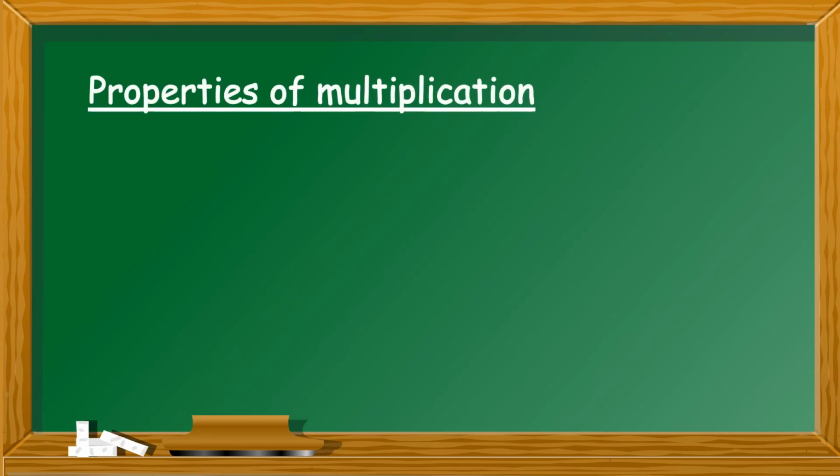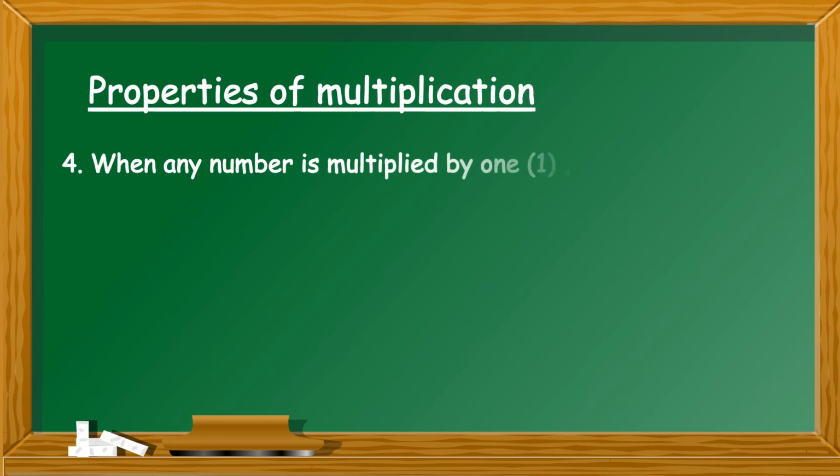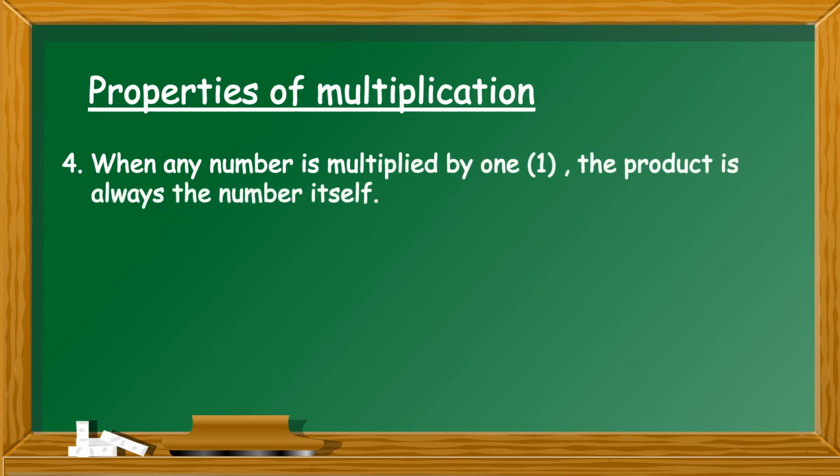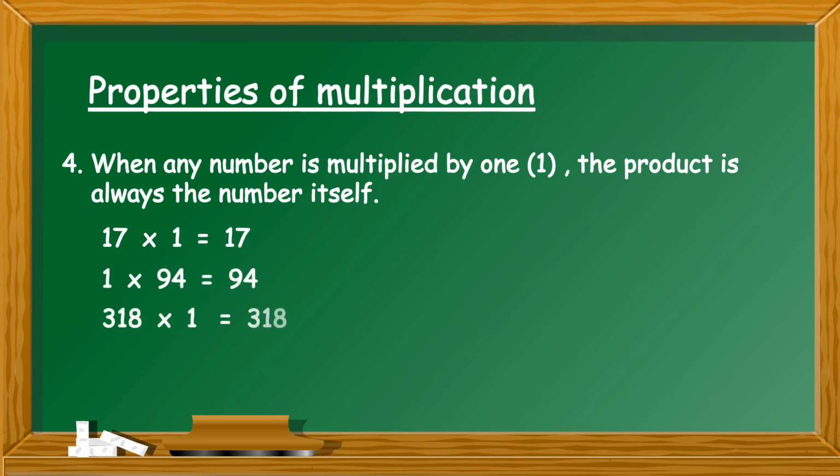Property number 4. When any number is multiplied by 1, the product is always the number itself. For example, 17 into 1 is equal to 17. 1 into 94 is equal to 94. 318 into 1 is equal to 318. 1 into 4124 is equal to 4124.